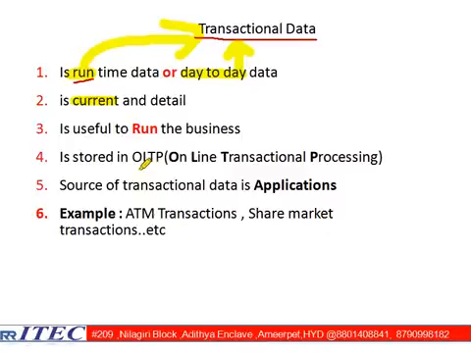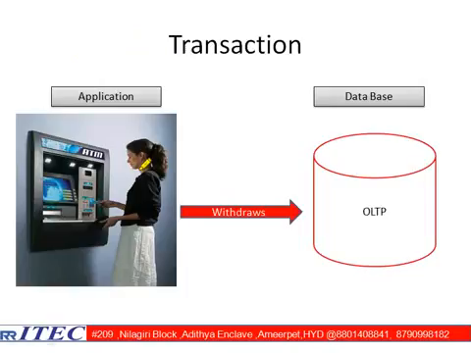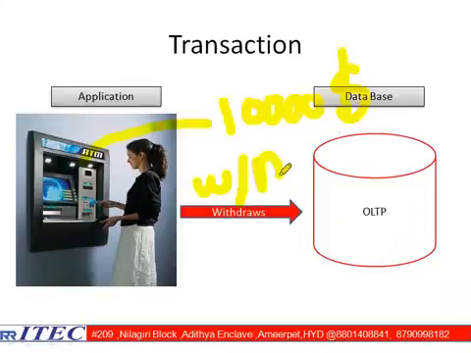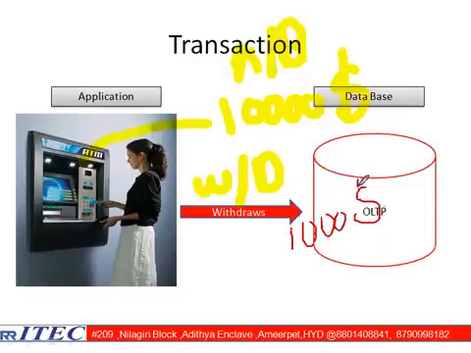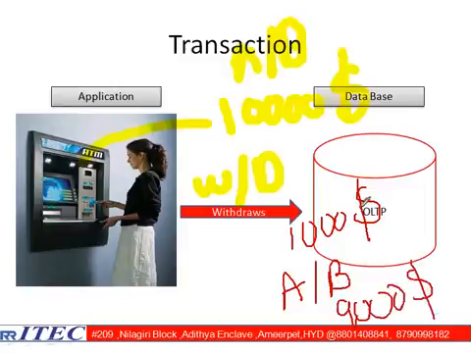Next point, transaction data nature is current in nature. What is the meaning? Suppose she has 10,000 USD dollars available. This is called the available balance. She withdraws, let us say, $1,000. Then immediately, that second, what is going to happen, sir? Immediately that second the available balance becomes $9,000. That means whatever was available, $10,000, is overridden with 9,000.